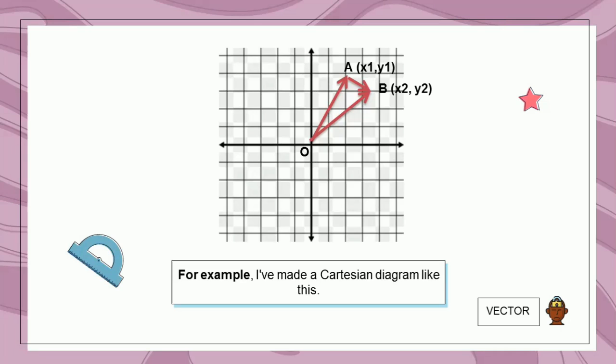Including from O to A, it can also be represented by a vector. And also from O to B. So with direction and length, if the direction is opposite, then the vector will be opposite.